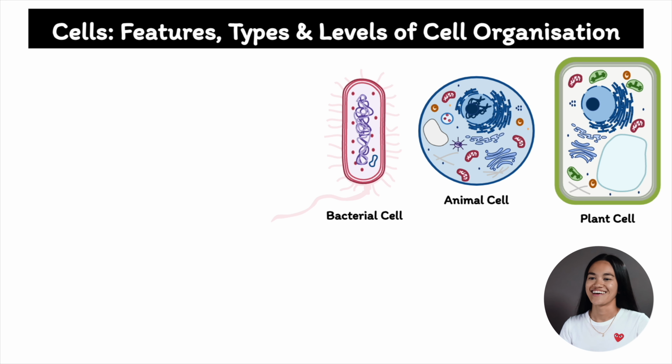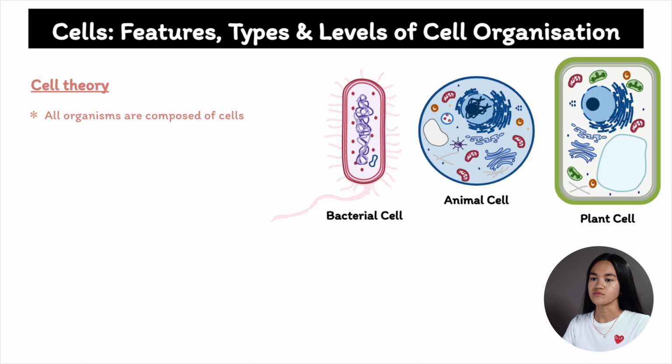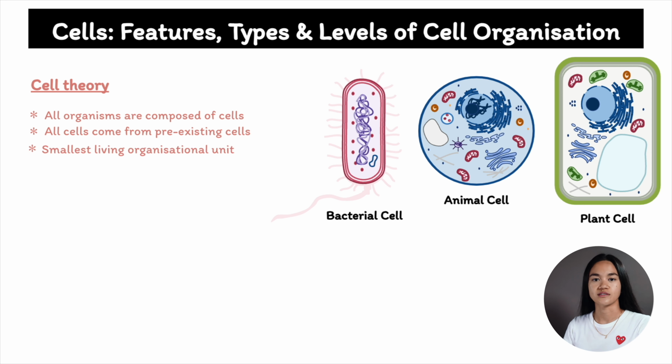Let's get started. Alright, so all living things or organisms are built from cells. Cells are the basic structural units of living organisms, and there's a theory called the cell theory, which is one of the fundamental principles of biology. This theory states that all organisms are composed of cells, all cells come from pre-existing cells, and the cell is the smallest living organizational unit.